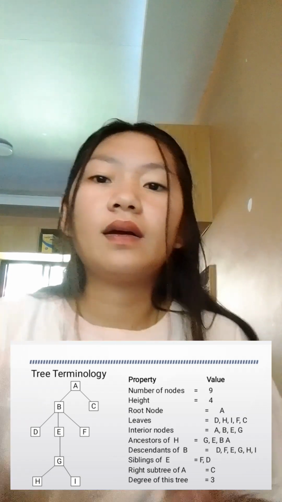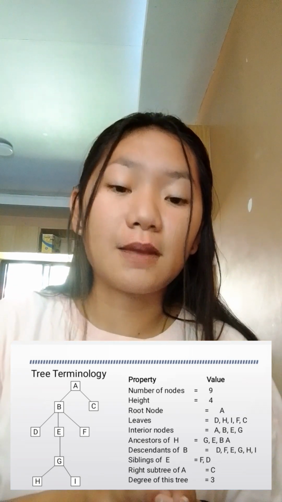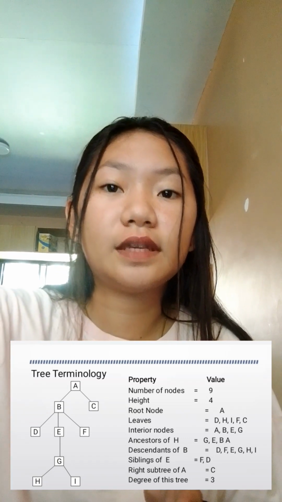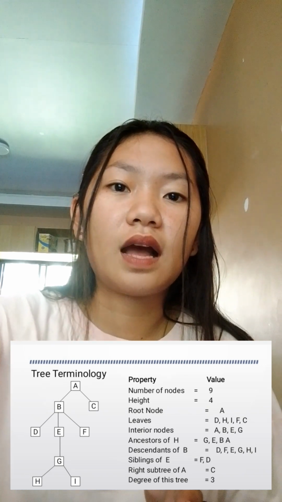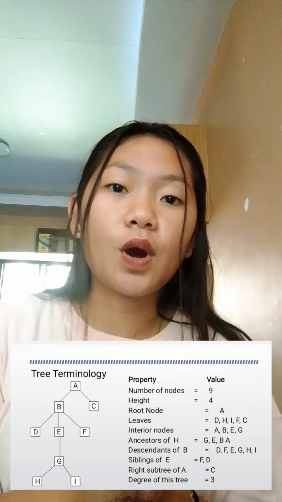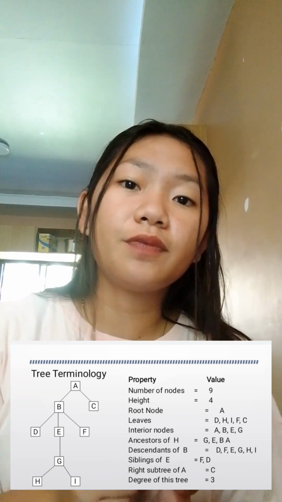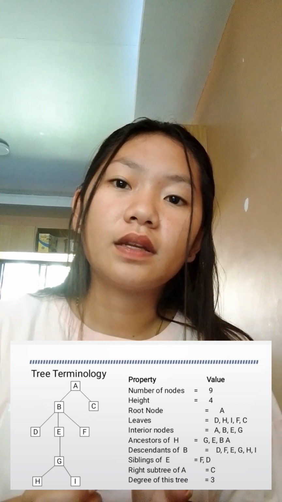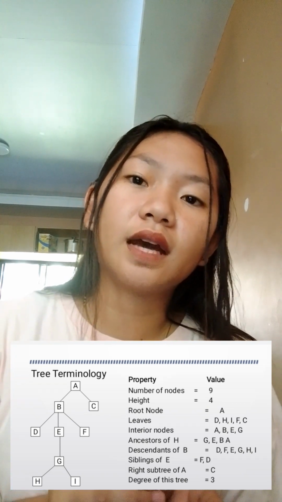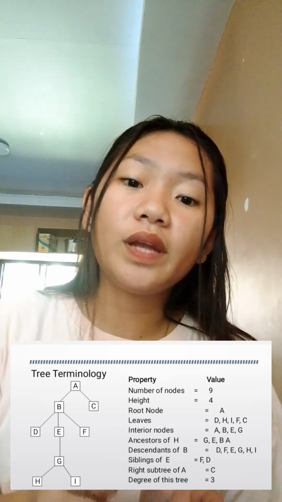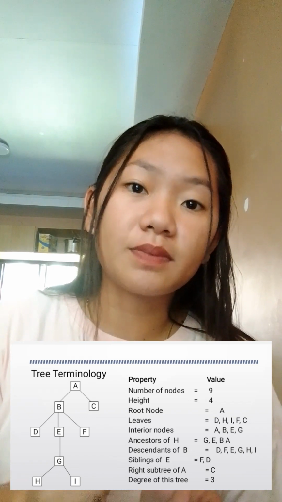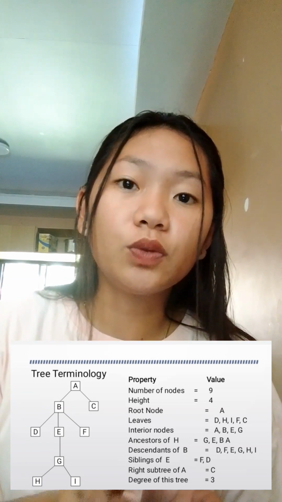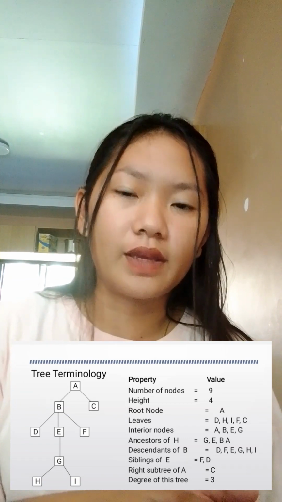Next would be the subtree. The subtree of A, but it is stated here as the right subtree. So the right node would be C. That would be the right subtree of A.